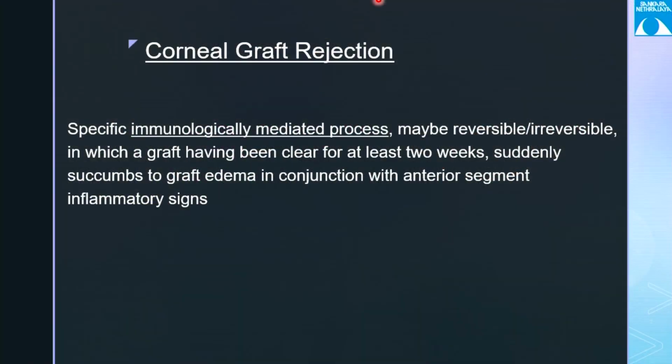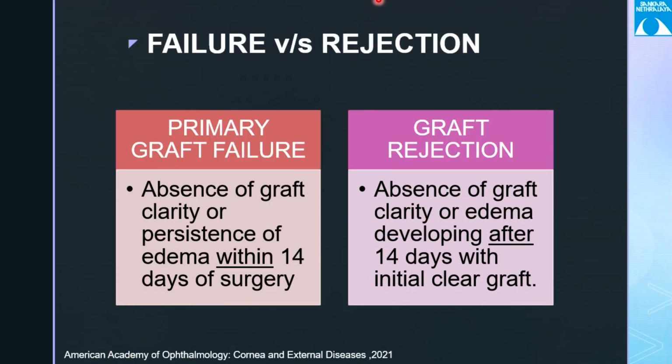So, quickly now, going to the discussion. Corneal graft rejection is defined as a specific immunologically mediated process which may be reversible if detected early or can become irreversible, in which a graft, having been clear for at least 2 weeks, suddenly succumbs to graft edema in conjunction with anterior segment inflammatory signs. So we need to know how to differentiate a graft rejection from a graft failure. Graft failure is absence of graft clarity or persistence of edema within 14 days of surgery, while graft rejection will be clear in the starting.